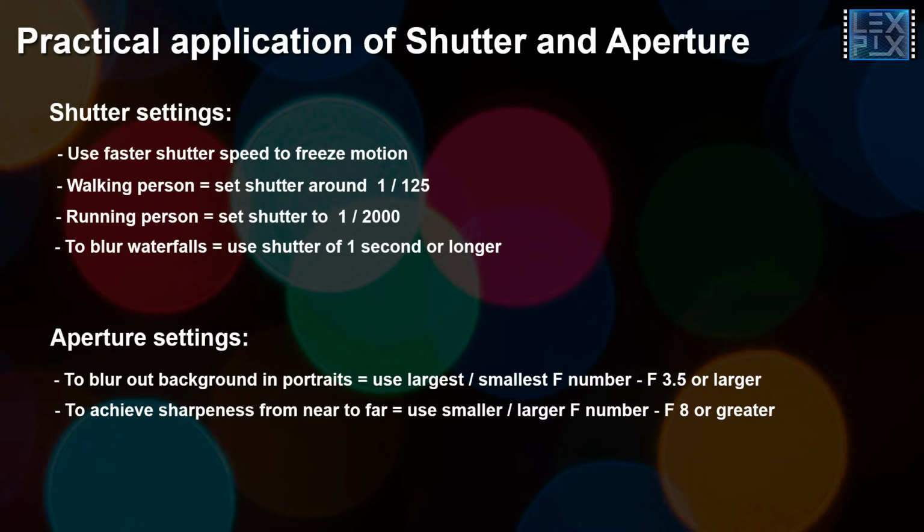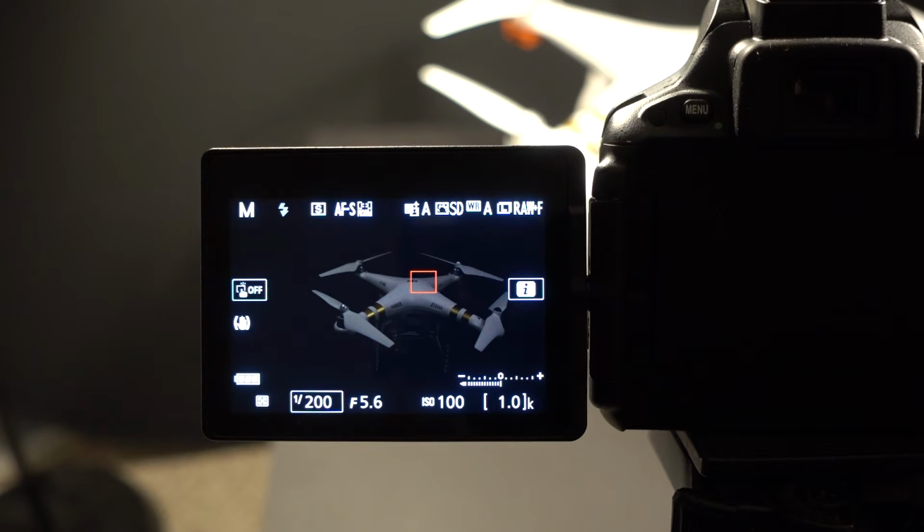So, the practical applications of shutter and aperture. For shutter settings, use a faster shutter speed to freeze motion. For example, if you have somebody walking, you could probably use 1/125th of a second, and that'll freeze their legs in motion, provided they walk at a normal speed. If someone is running, you probably want to set your shutter to 1/2000th of a second or higher, just because they're moving faster, and depending on which way they're coming at you too.